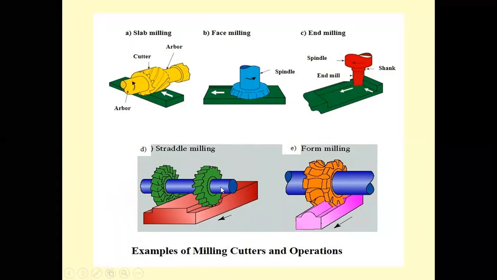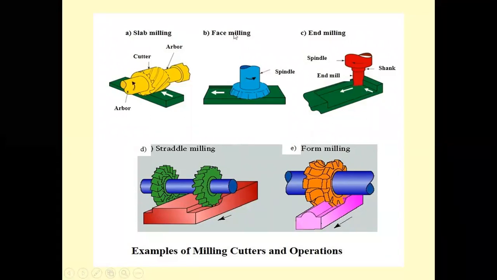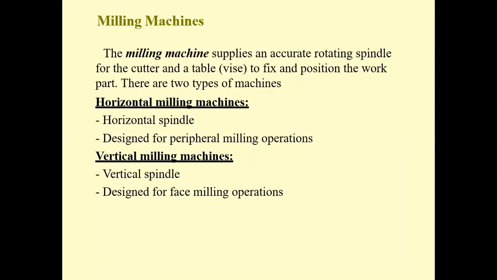Similarly, if you take straddle milling, it is also one type of peripheral milling. Similarly, form milling is also one type of peripheral milling. So this A, D, and E happen on the horizontal milling machine, whereas operations like B and C are performed on the vertical milling machine. So based upon the axis of rotation, we classify them.